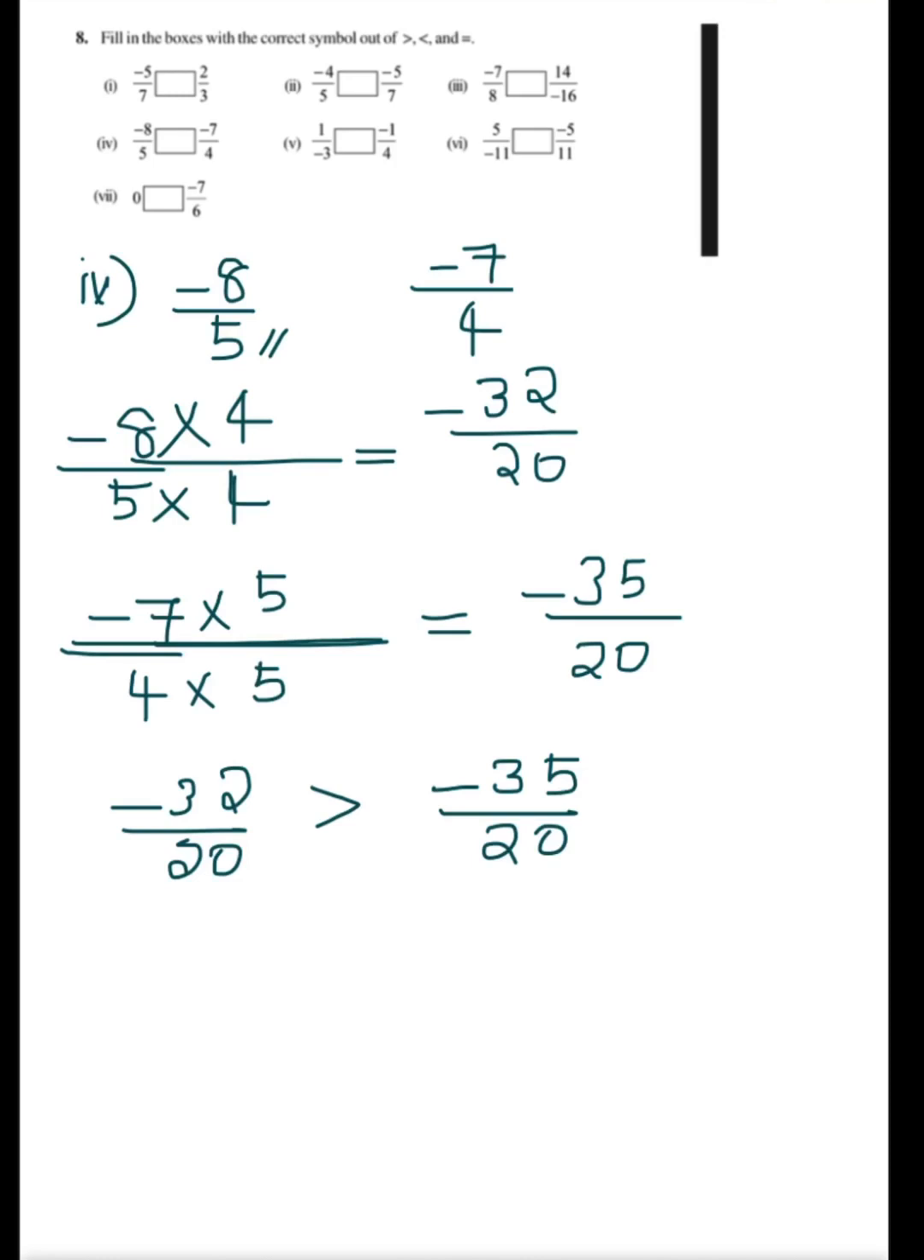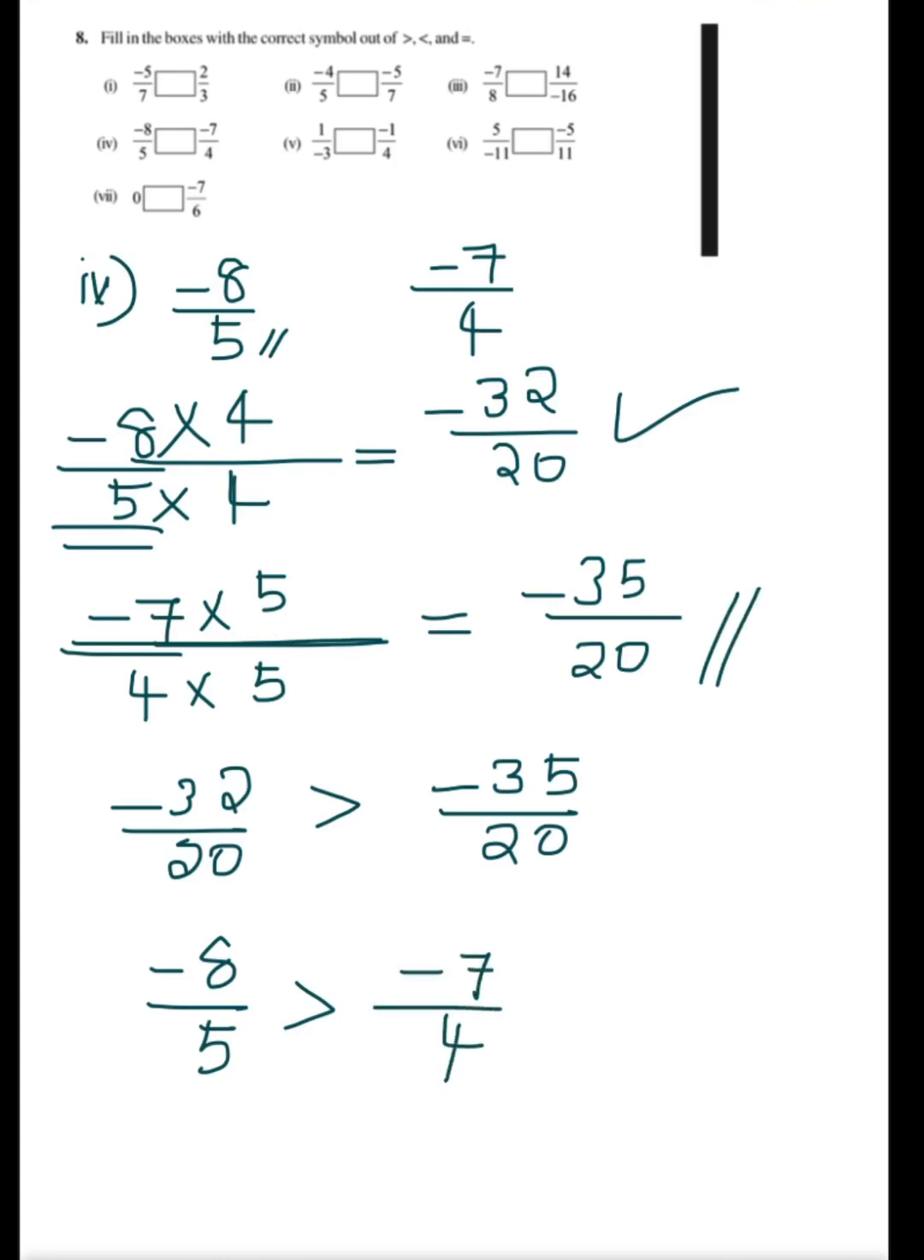So instead of minus 32 by 20, what was the number? Minus 8 by 5. So minus 8 by 5 greater than, instead of minus 35 by 20, what was that? Minus 7 by 4. So minus 8 by 5 is greater than minus 7 by 4. Okay. Now let's see the fifth question.